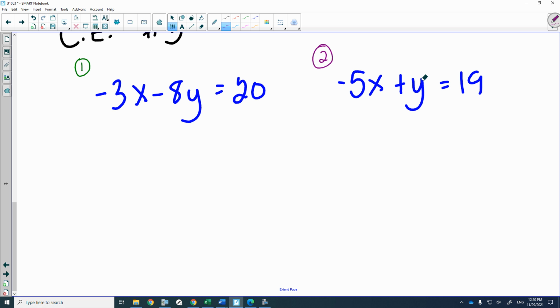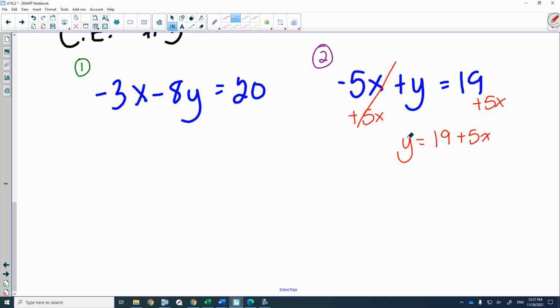That's right. I want to get this guy by itself, so you've got to get rid of that 5x. The move would be this: add 5x, add 5x. Then what you've done is you've solved for y. That's what you need. You either need a y is equal to or an x is equal to. And once you have that, you look at the other system.